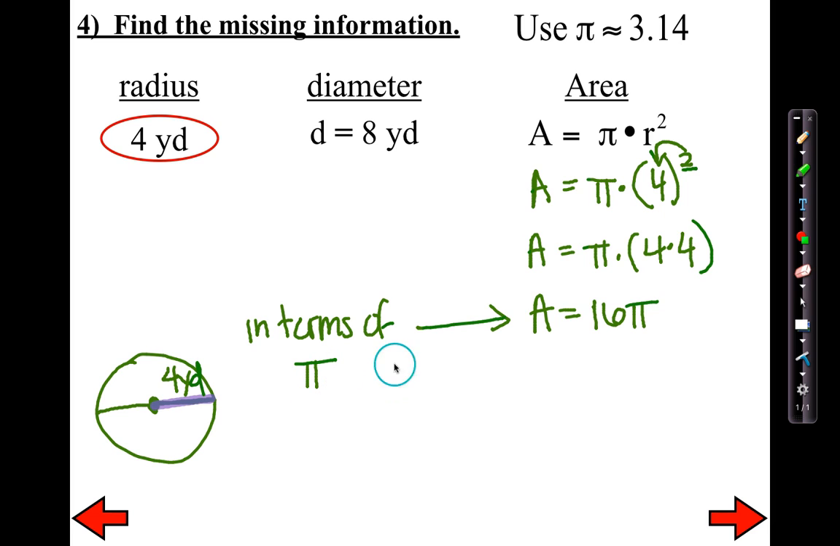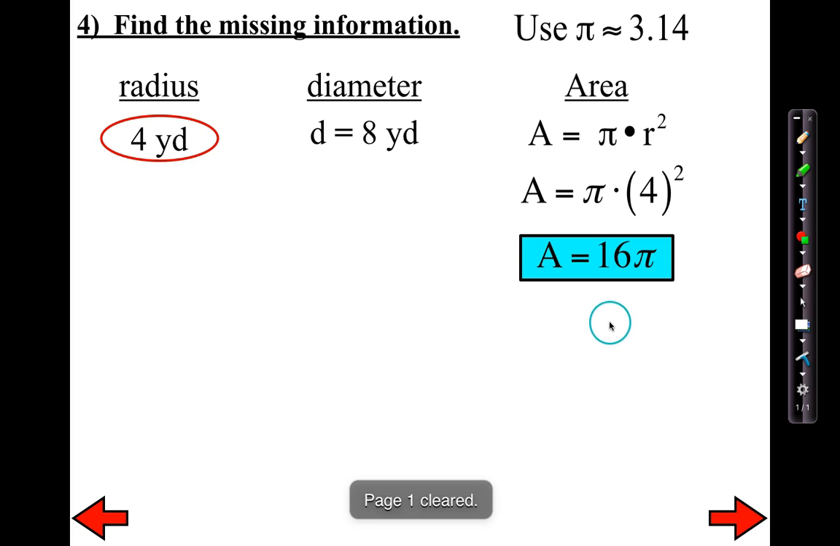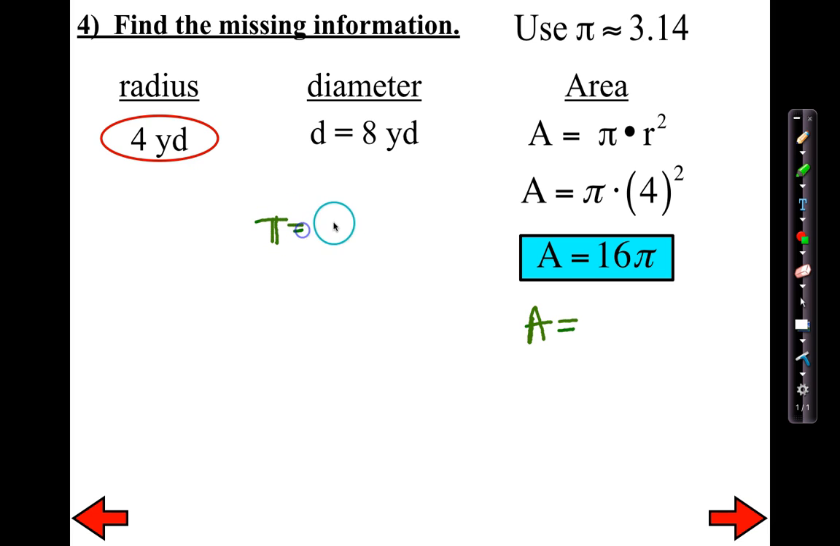If you want to type in the symbol pi, you simply type in the word pi and it will show up. Okay, so this is our answer in terms of pi, but what if we were asked to write it as a decimal? What do I do then? Well, I'm going to use the value 3.14 for pi. It is an approximation because pi is irrational and the digits never end. So I'm going to put 16 times 3.14.